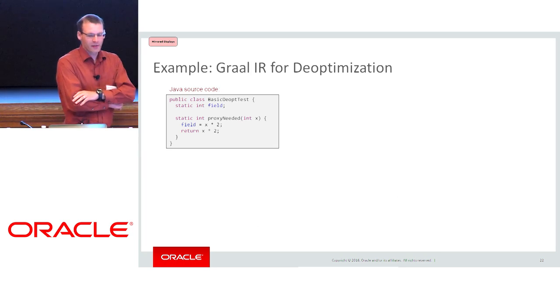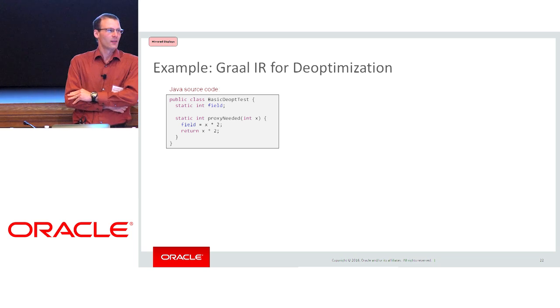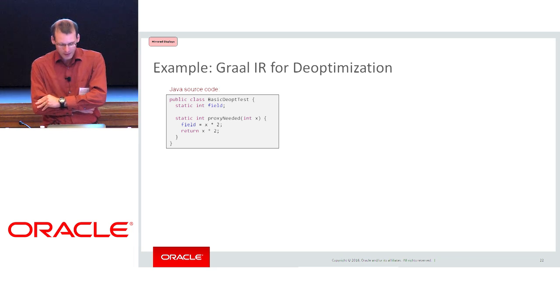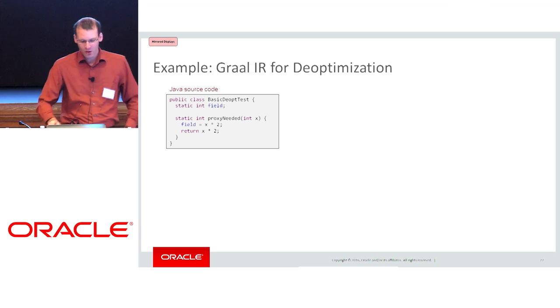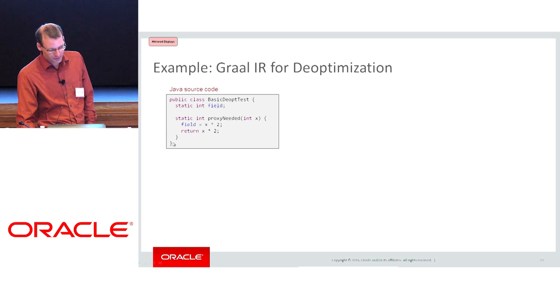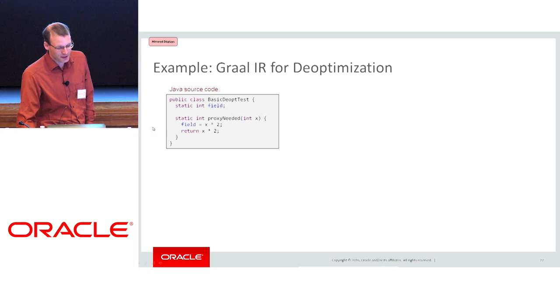Let's look at a little bit of an example for that. I have a simple test case, a synthetic example, where we have a Java method. It's named proxy needed, for reasons you will see immediately. And we assume we want to de-optimize here after this field store. Why do we want to de-optimize after the field store?